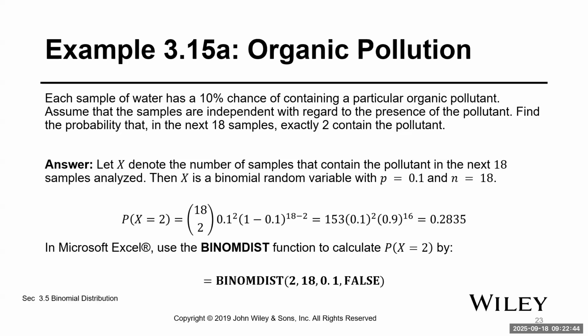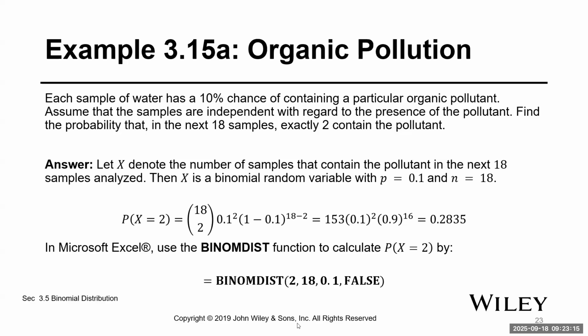It has a 10% chance of containing the pollutant, and so I do 0.1 to the x, and here x is 2. And then I do 1 minus p, so 1 minus 0.1 to the n minus x, 18 minus 2. We put that math in and we get that answer, 0.2835. Or we throw it into Excel and calculate it with this function. You can just type it in. You don't need any data there. You can just type equals binomial.